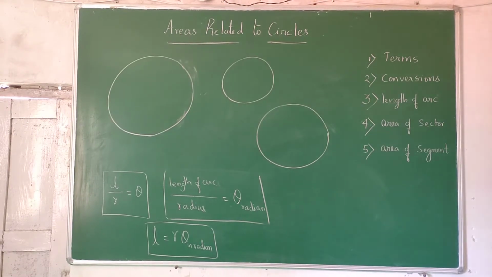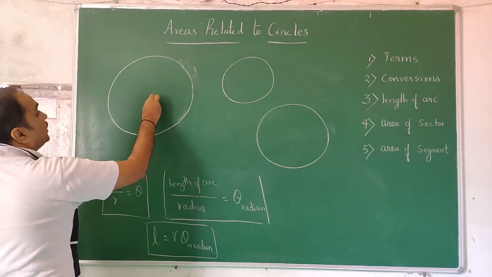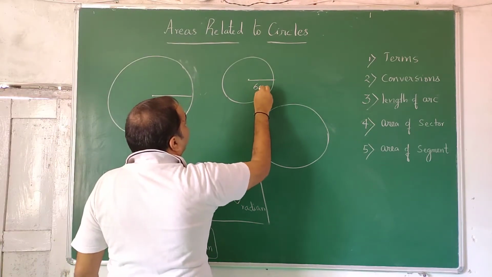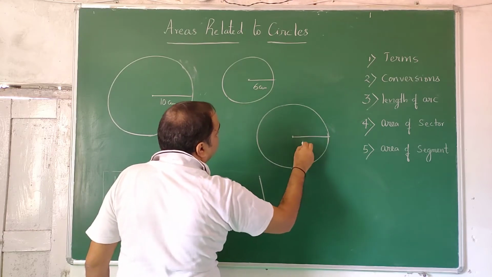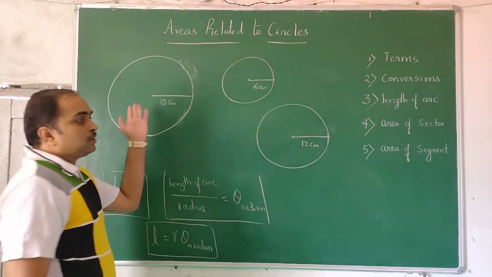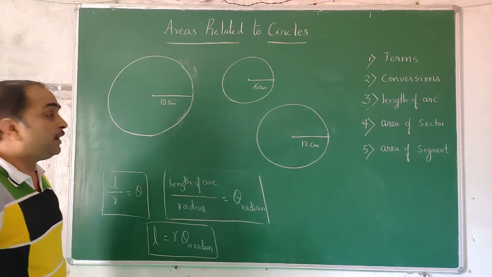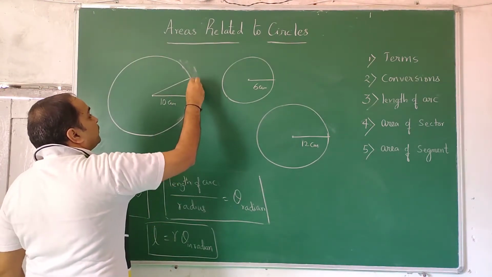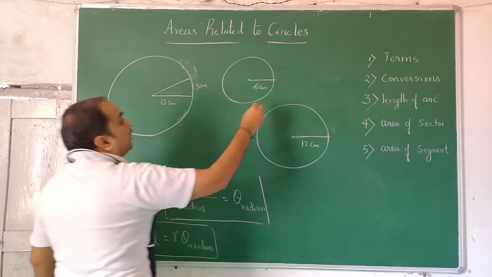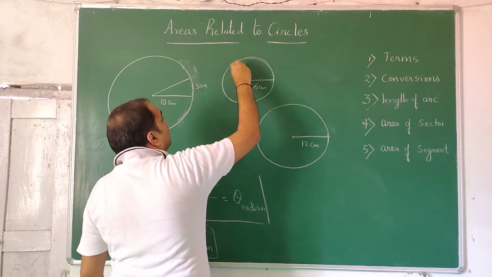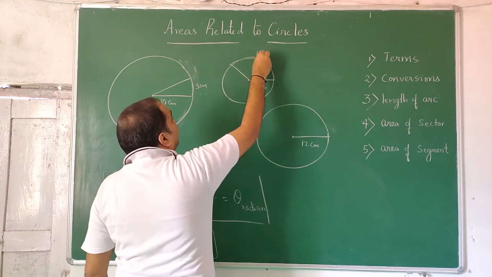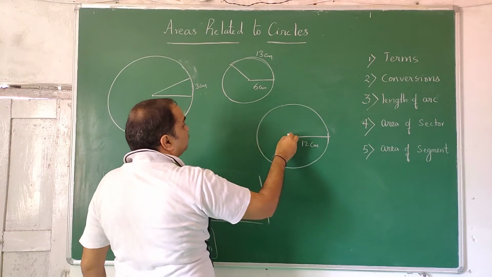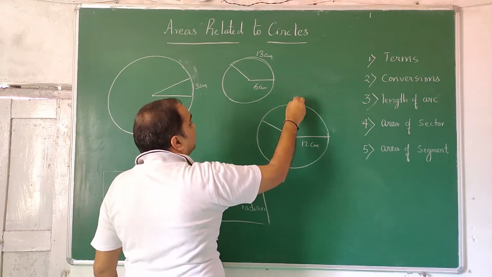We'll quickly do 3 problems so that you get more connection. This radius is 10 centimeters. This radius is 6 centimeters. This radius is 12 centimeters. Don't scale it, just approximately I told. For example, I go up to here such that this length is 3 cm. I go up to here such that this length is 13 cm. I go up to here such that this length is 18 cm.